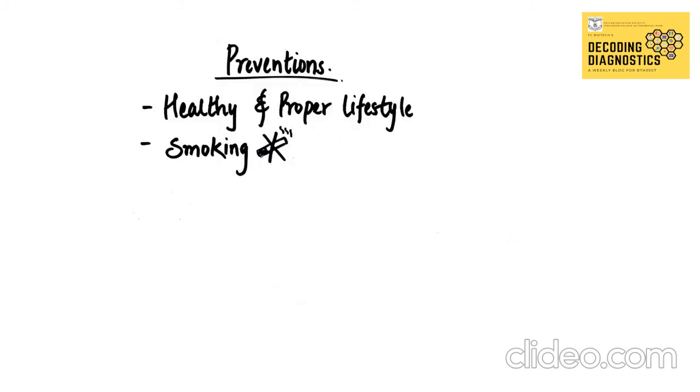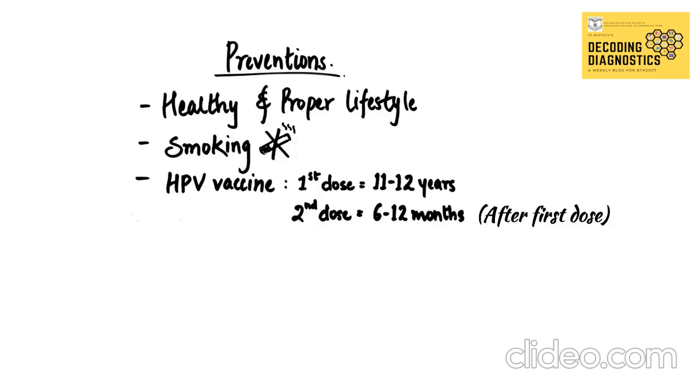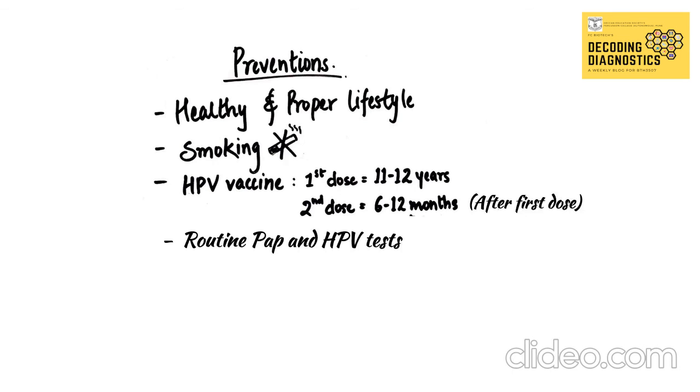Cervical cancer can be prevented by having a healthy and proper lifestyle. Reduce the risk factors by quitting smoking. Children of age group 11 and 12 are recommended HPV vaccine. There are 2 doses of HPV vaccine. The second dose is given 6 to 12 months after the first dose. Routine Pap test and HPV test are essential for the early detection and treatment of the precancer and the cancer.